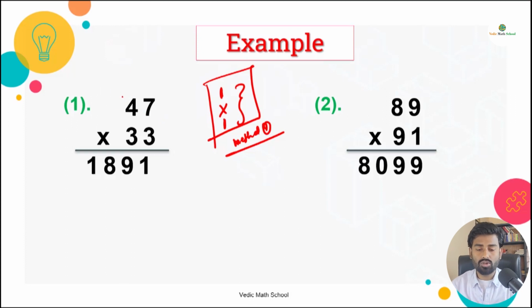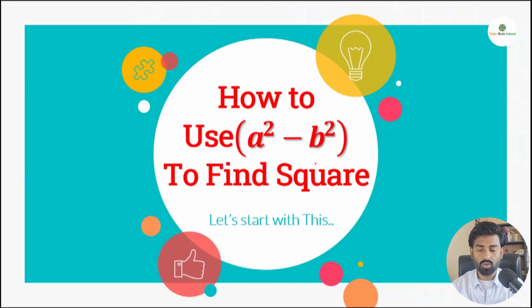The third method, which you already know, you can apply as well: 7 into 3, 3 into 4, 3 into 7 and 7 into 4, and then add them. So that is also a method. All these three methods are very useful. But again, we are going to discuss the fourth method. Why is this fourth method useful? Because here we are going to get the result very quickly.